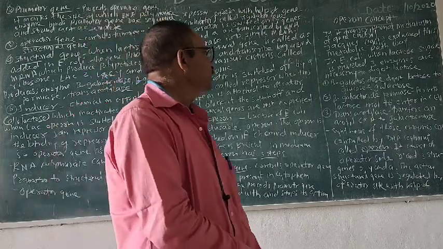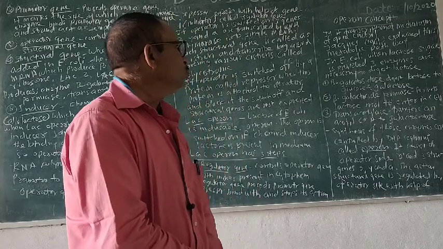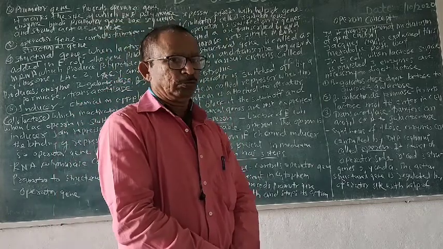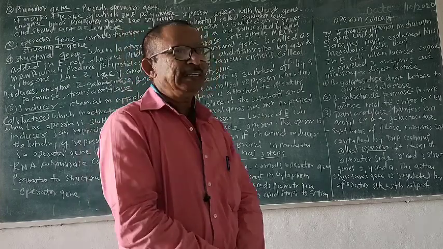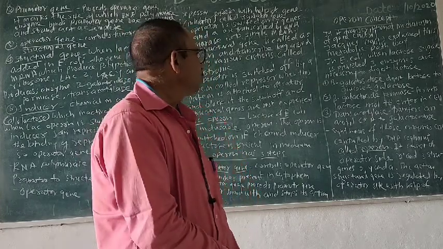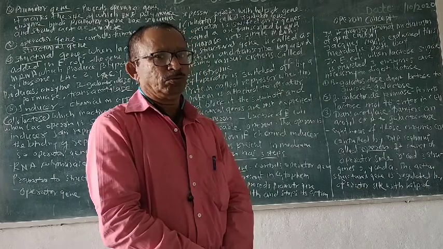So what is the functioning of these three different types of enzymes? Beta galactosidase digests lactose to glucose and galactose. What is the function of beta galactosidase? It digests lactose to glucose and galactose.